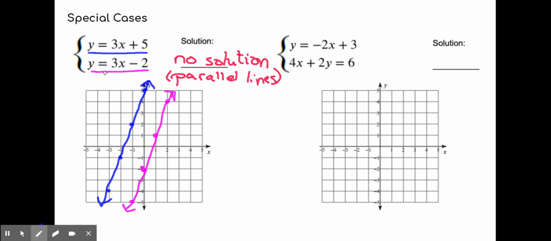Now, a couple things to look for. Notice they both have the same slope. Does it make sense that if they have the same slope, they're going to be parallel and not intersect? Possibly. They have the same slope and they have different y-intercepts, right? So they're going the same direction, but they start at a different place. So that will have no solution.